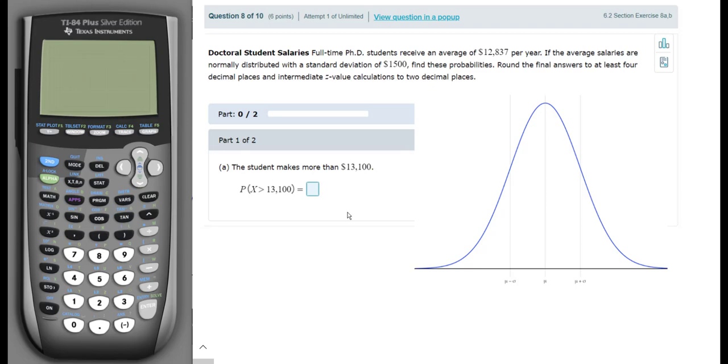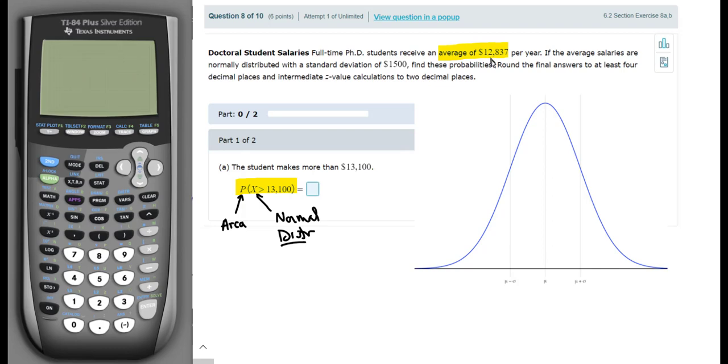Okay, so in this question we want to figure out what is the probability of x greater than 13,100. First of all, as we said earlier, the probability P means we are looking for the area under the graph. The x here means that we are using just a normal distribution.